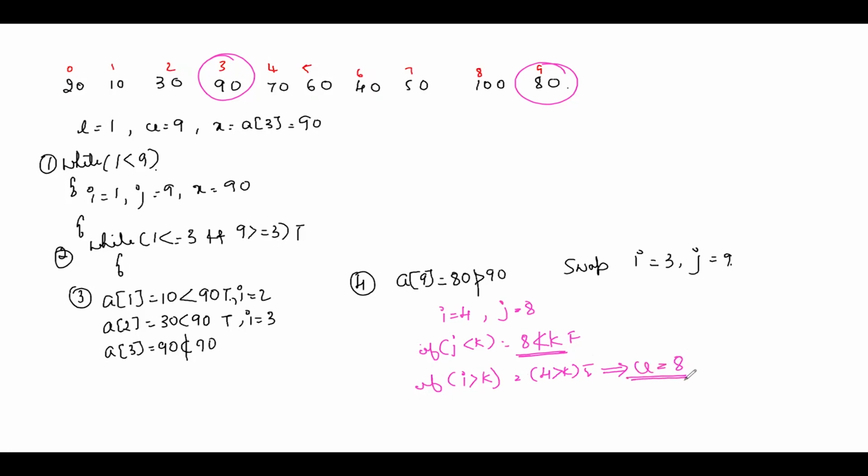So when i becomes greater than k, we need to reinitialize the value of u to j. Now my new lower bound is 1, my new upper bound is going to be 8. These are the new values with which I'll be doing my third pass. The new array after swapping i and j is going to be 20, 10, 30, 80, 70, 60, 40, 50, 100, and 90.